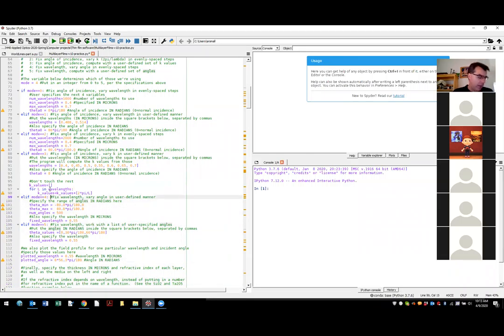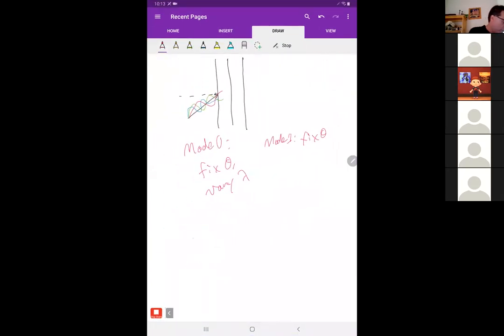The other mode that you're going to use a lot is mode 4, where you vary the angle and fix the wavelength. So the way to visualize that would be, let me switch to a drawing. If we're in mode 4, we fix the color and vary the angle. All right, we fix the wavelength and vary the angle. So theta equals zero, theta naught is greater than zero, theta one is greater than zero, theta two is greater than theta one, theta three is greater than theta two. All right, that's another common type of experiment that people want to do.